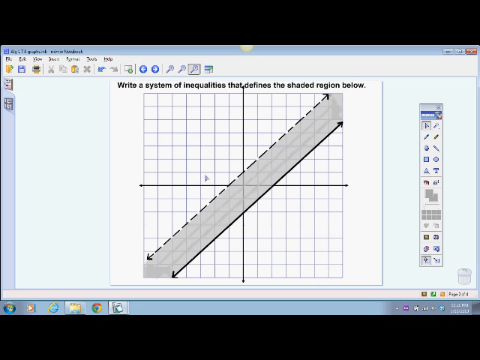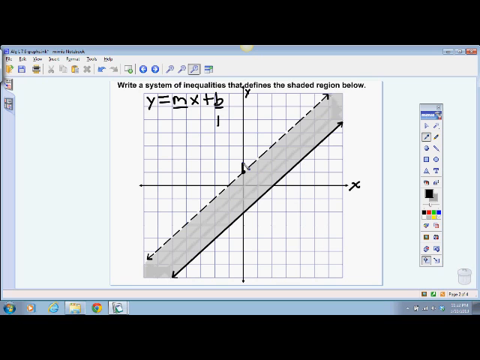Well, before you can write the system, first try just writing equations for both of these lines. Remember, we do have slope-intercept form, y equals mx plus b. And we can write an equation if we know the y-intercept and we know the slope. So if you look at this dashed line here, our y-intercept hits right here at 1. Because again, this is our y-axis and this is our x-axis. So we know our y-intercept is 1.